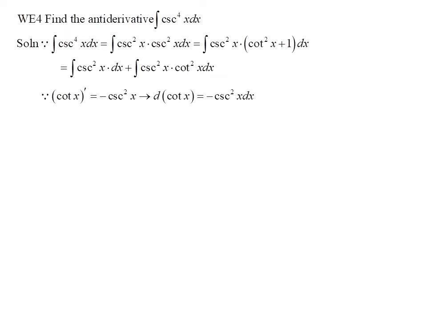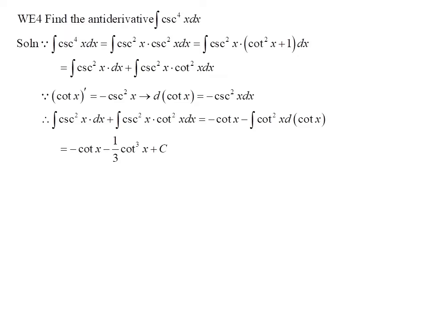In the meantime, since the differentiation of cotangent x equals negative cosec squared of x, which gives d cotangent x equals negative cosec squared of x dx, hence the antiderivative is written as negative cotangent x minus the integral of cotangent squared of x d cotangent x, which equals negative cotangent x minus cotangent cubed of x over 3 plus c.